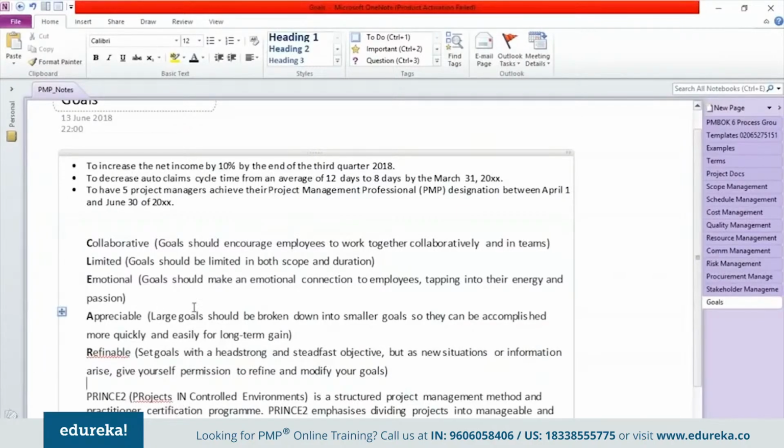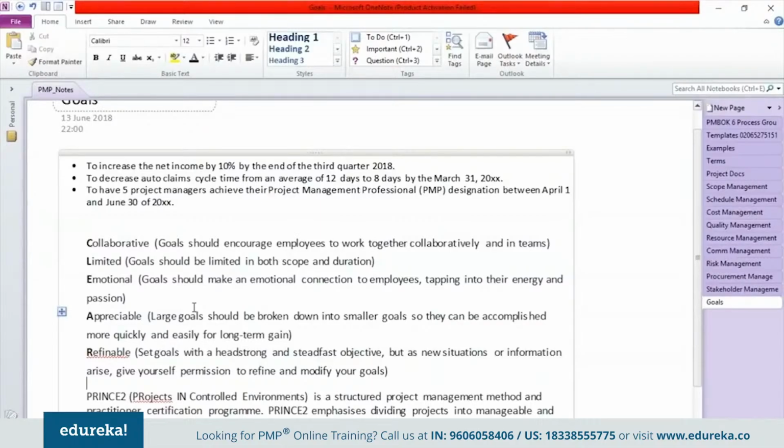Like as we say, clear, C is for collaborative. So it should encourage your employees to work together in a collaborative fashion. If there is clarity that I have to increase income by 10%, then I believe this will give a lot of insight to people on why we should be working collaboratively, because there is a goal, we can relate to that, there is good clarity. Limited: a goal should be limited in both scope and duration. Here also, as you see, scope is very clear. They want to just reduce the cycle time. So scope is definitely very clear and limited, and there is also a duration attached to that.